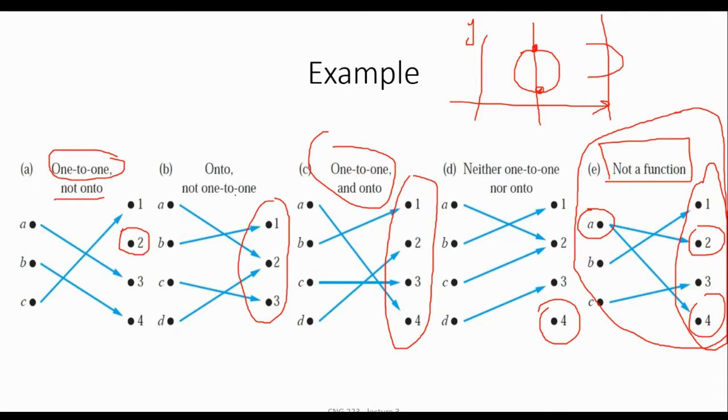Okay, and why is this one not one-to-one? That could be a good question as well. And you see, for 2, we have two different x's.